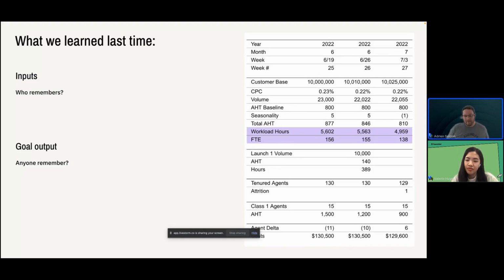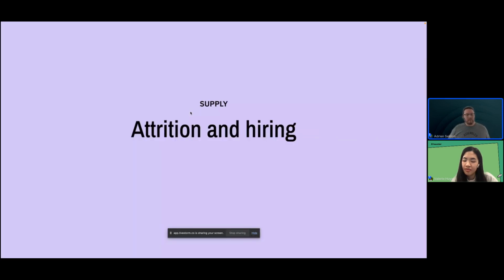That's why we have spreadsheets. That's why we have recordings. That's why we have slide decks we can go back and look at, because there's a lot to remember. But I'm glad that the basics are still there and have stuck so that we can go ahead and start building off of that. So let's jump in here to the actual supply side.